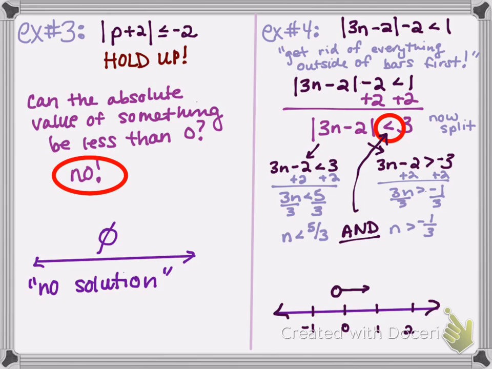So here's the graph of greater than -1/3. And now let's graph less than 5/3. Open circle at 1.7, draw it to the left. And again, they're touching, they meet, so that means it's going to be a line segment connecting the two. And that is our final answer.